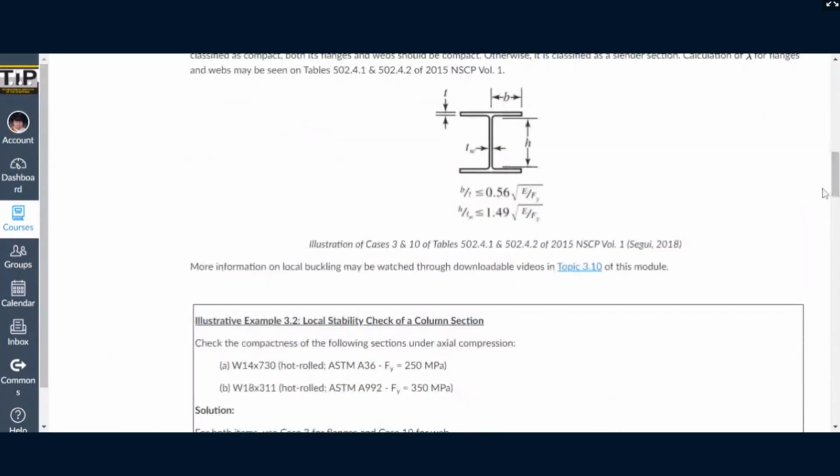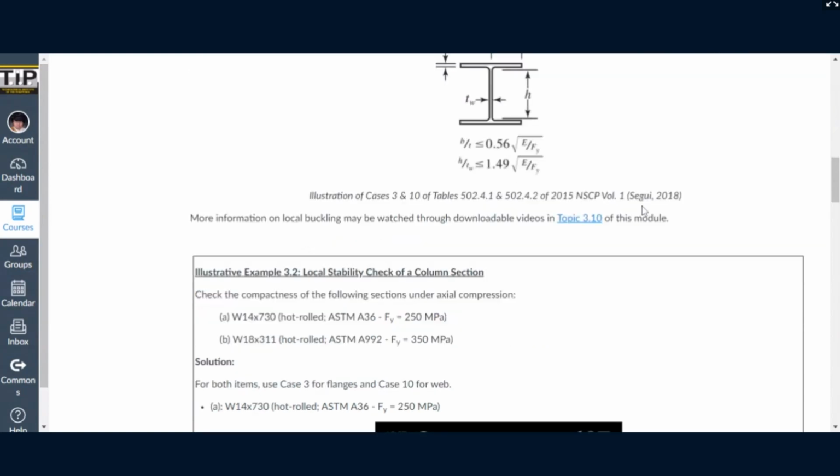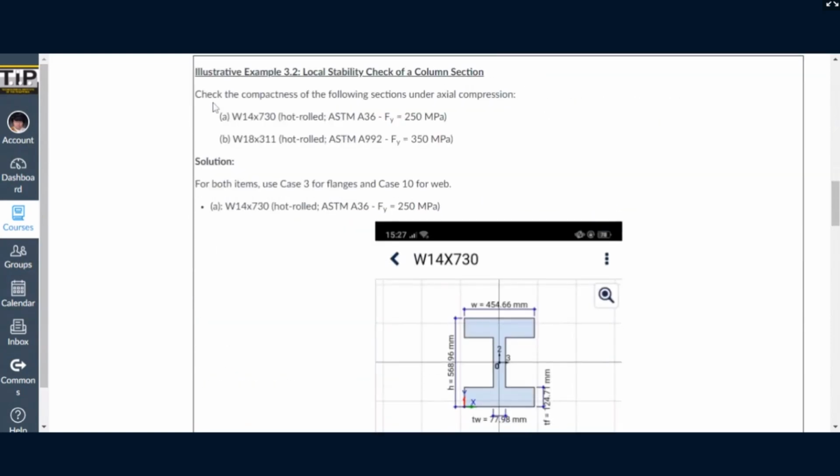So now we explain how we actually use this criteria to check if the components of a certain I section are compact. Okay. So we have this: check the compactness of the following sections under axial compression, W14 by 730. So these are its properties. And then we also have W18 by 311. For both cases, under axial compression, both are hot rolled I shapes. We use case 3 and case 10 respectively for flanges and webs.